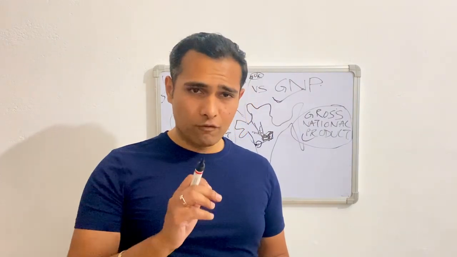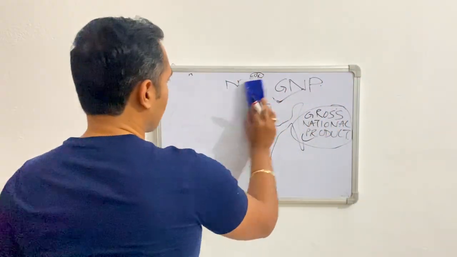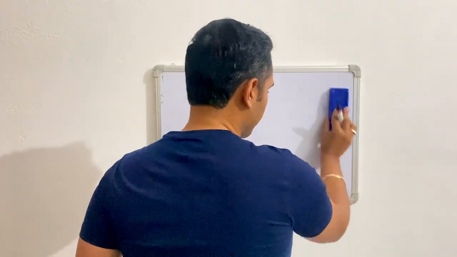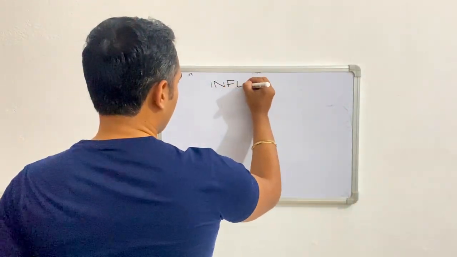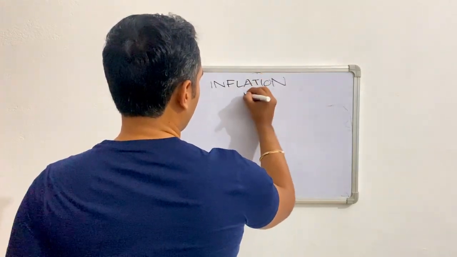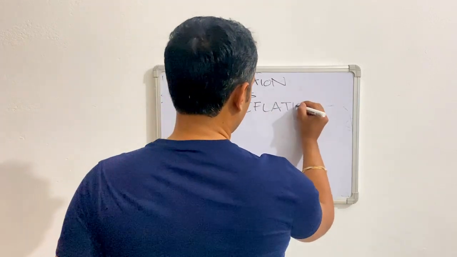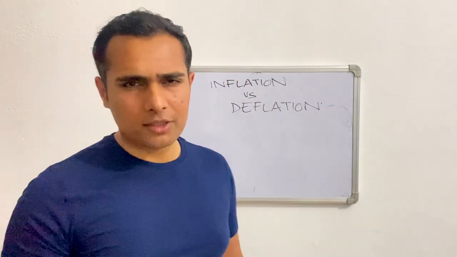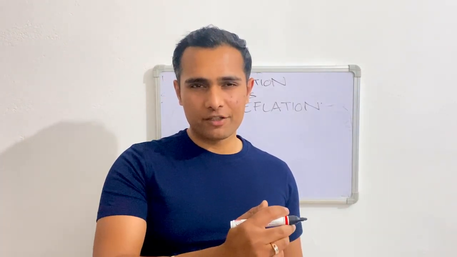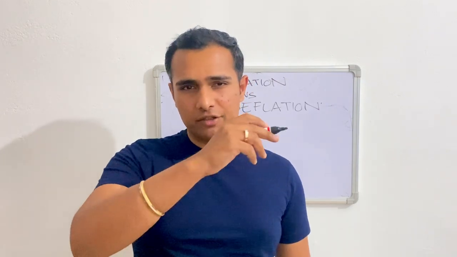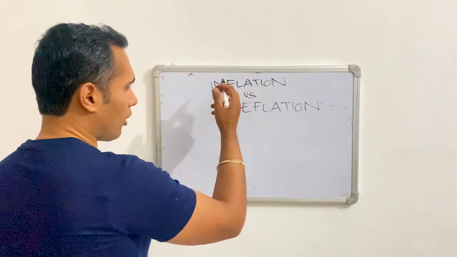Now let's talk about one more important thing, which is one of the major basic concepts of ESI, which is inflation versus deflation. So by now you must have understood we are talking about goods and services. If the value of goods and services is increasing, the rate at which this value is increasing with respect to time, then it is called inflation.